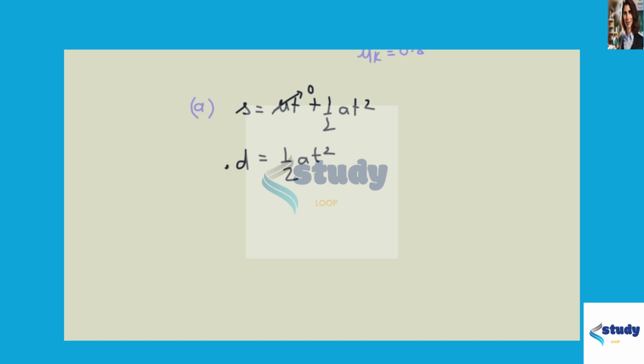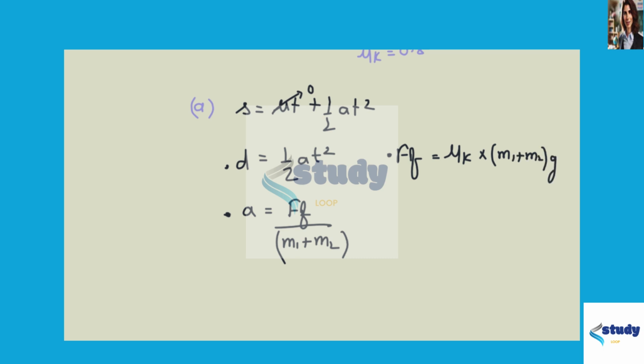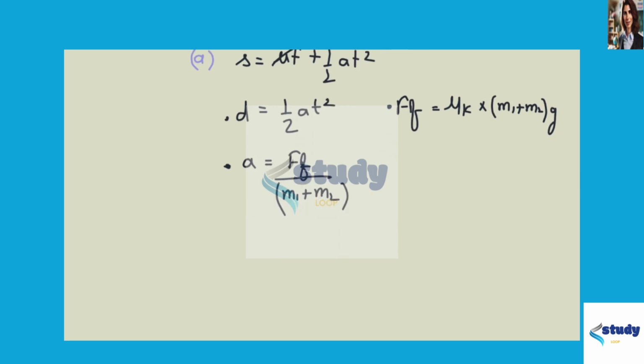The acceleration of the car is given by a, and that is equal to the frictional force upon the mass, that is m1 plus m2, where m1 is the mass of the first car and m2 is the mass of the second car. The frictional force is given by the coefficient of kinetic friction times m1 plus m2 times g, where g is acceleration due to gravity.